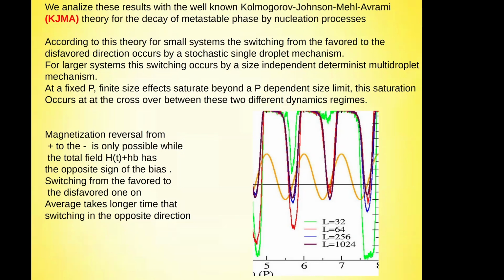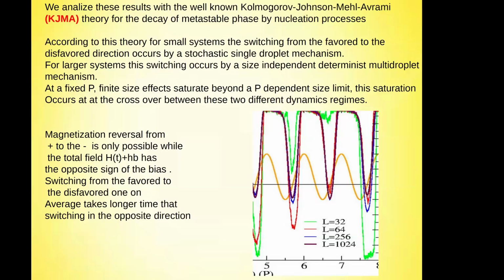The magnetization reversal from plus to minus is only possible when the total field has the opposite sign of the bias, of course. The bias is positive, so you can switch to the negative phase only when the total field is negative. And the switching to the unfavored one, the up-down, takes longer than the switch in the opposite direction. And here you see clearly the effects.